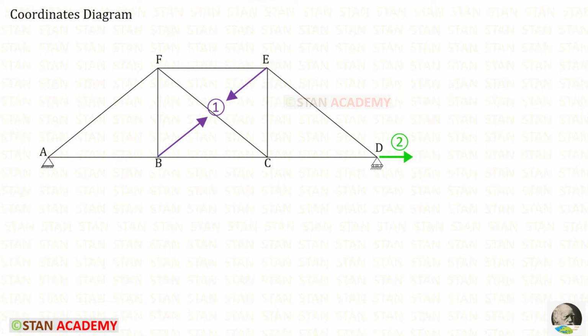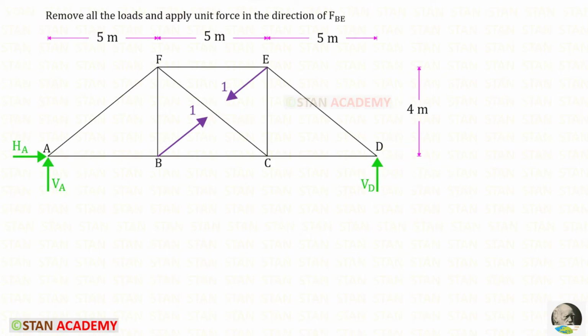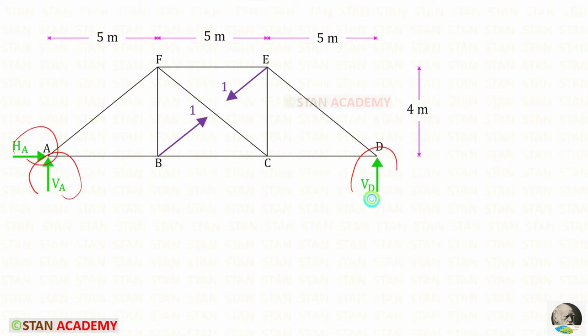Our first coordinate is FBE. So in the direction of FBE, we have to apply unit force. As I said earlier, we have to remove all of the loads. Also, we should not consider HD. You can see that I have removed all of the loads and I have applied unit force in the direction of FBE. We need to find these three reactions.